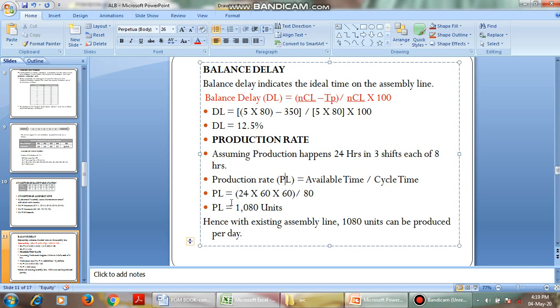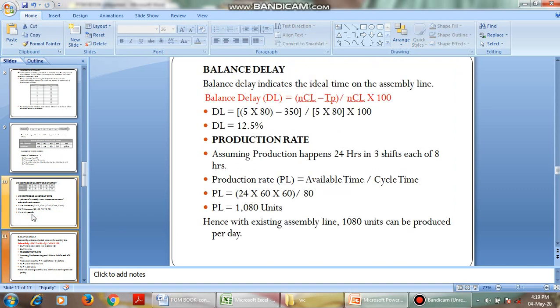Okay, then the production rate. What is the production rate? Assuming that production happens 24 hours in 3 shifts, that is, for each shift 8 hours, the employees are working for 8 hours, 8 into 3, that is 24 hours. The production rate is available time divided by cycle time. The available time is 24 hours times 60 minutes times 60 seconds, divided by the cycle time of 80. So we get 1080 units per day.